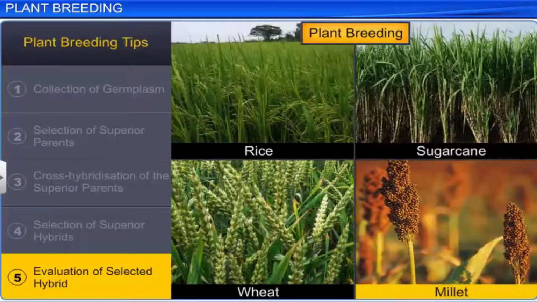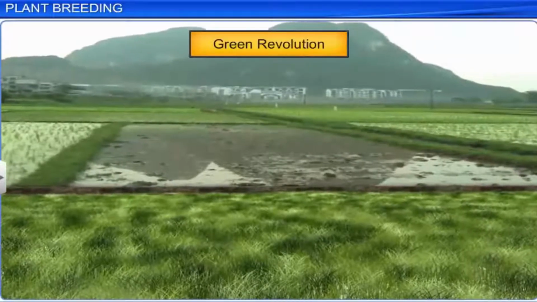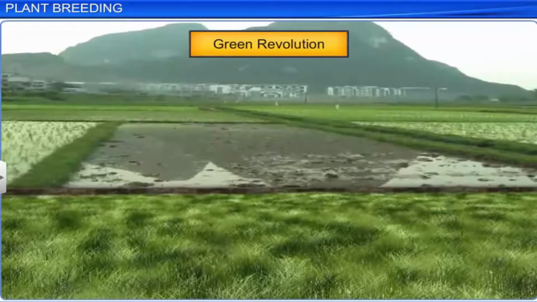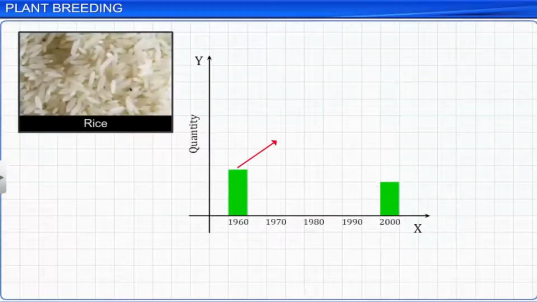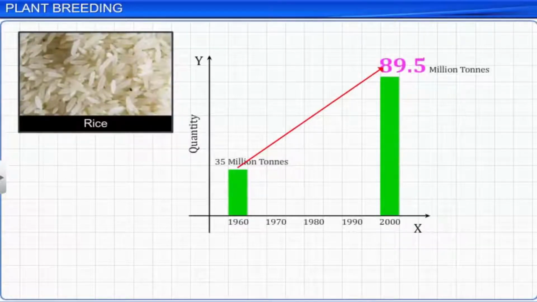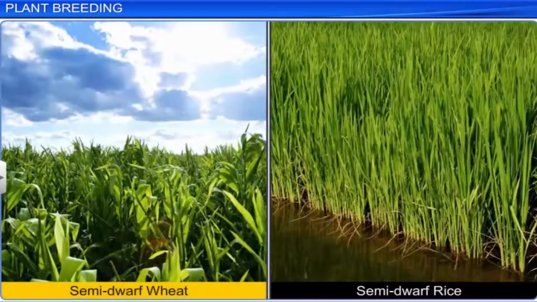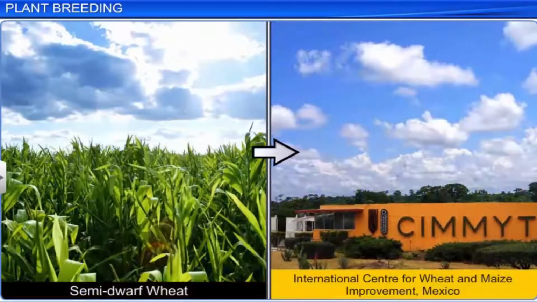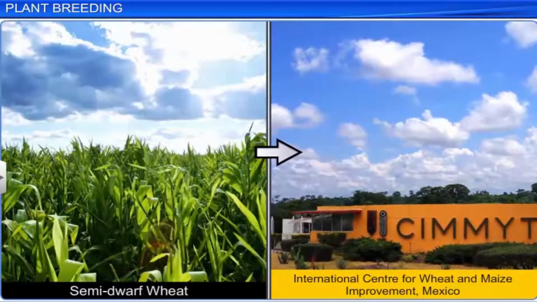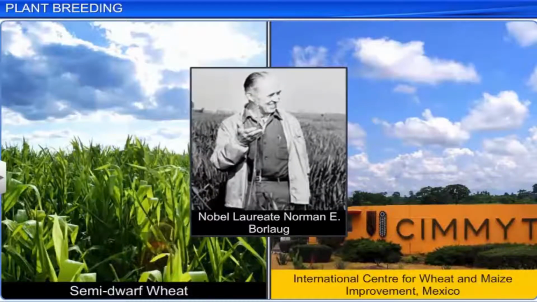The Green Revolution is a result of using various plant breeding techniques to boost agriculture. During this period, there was a dramatic increase in the production of wheat from 11 to 75 million tons and rice from 35 to 89.5 million tons. The increase in production was credited to the semi-dwarf varieties of wheat and rice that were developed. The semi-dwarf wheat variety was first developed at the International Center for Wheat and Maize Improvement in Mexico by Nobel laureate Norman E. Borlaug.